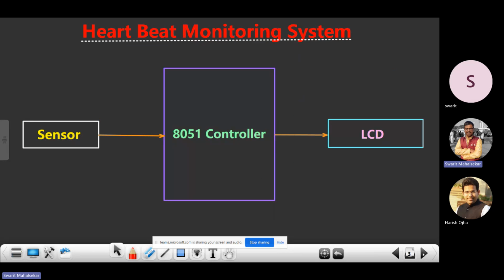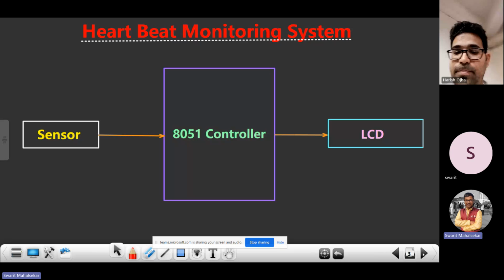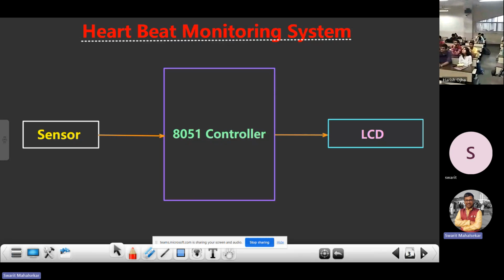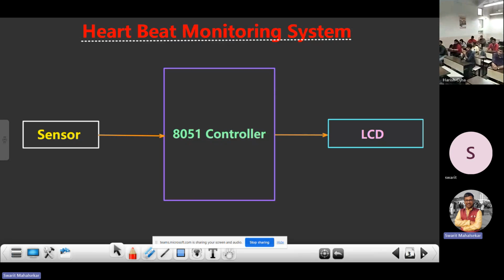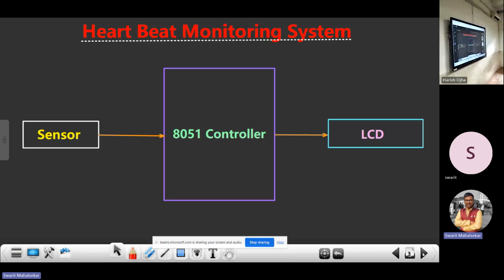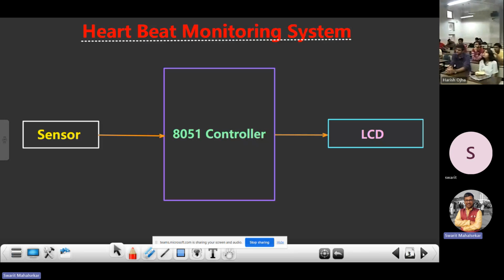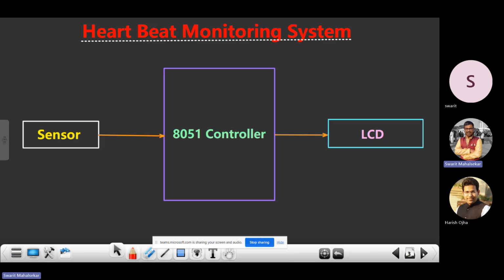Our agenda is to learn this particular project, that is a heartbeat monitoring system using the 8051 controller. First things first, whenever you do any sort of project, the very first thing you should focus upon is the block diagram, because the block diagram helps us understand how we should proceed further. Starting with the very first point, that is a sensor. Whatever output our sensor gives is connected to the microcontroller, and whatever output the microcontroller provides will be given to the LCD.